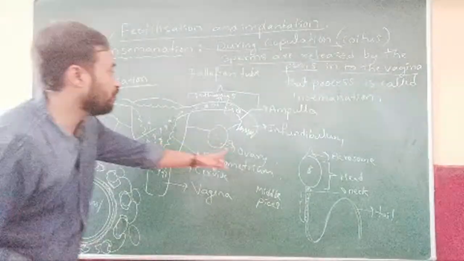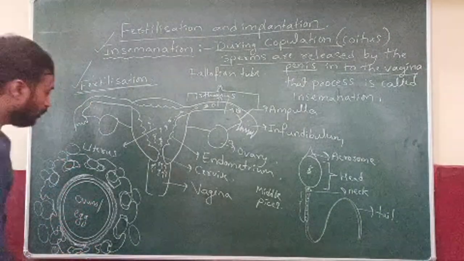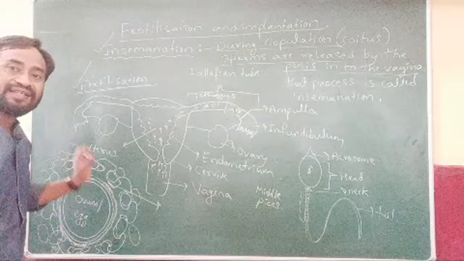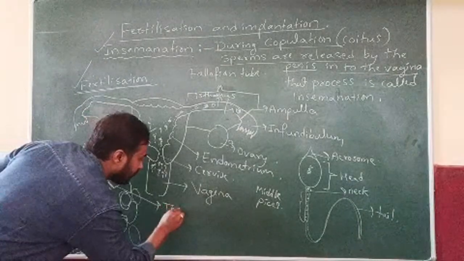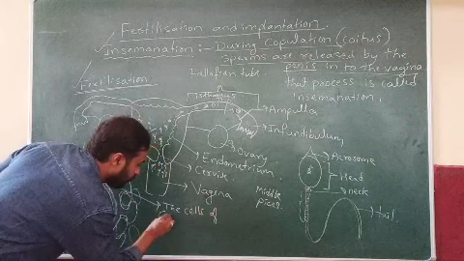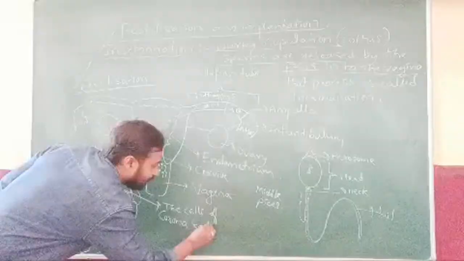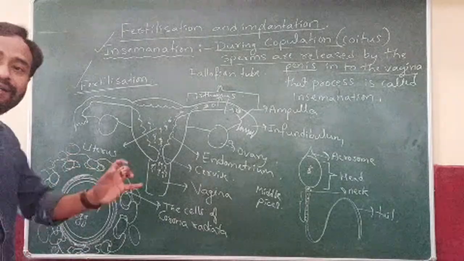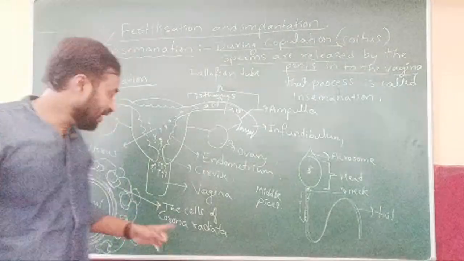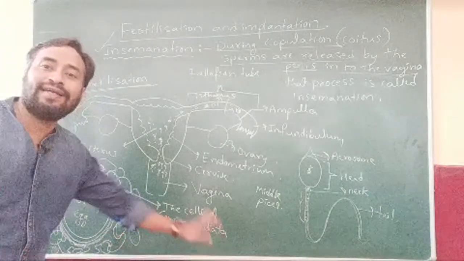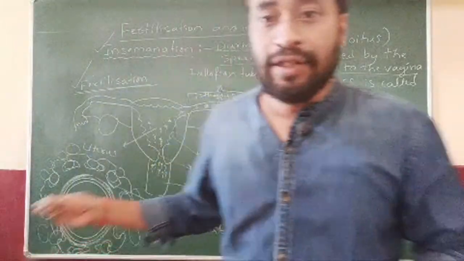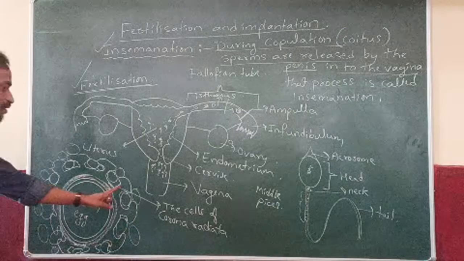When it is released from the ovary, this is the structure of the ovum, and the outermost layer is called the cells of corona radiata. The ovum's outermost structure is just like our coronavirus. That is why the term corona radiata is used; corona simply means crown, and it appears like a crown.